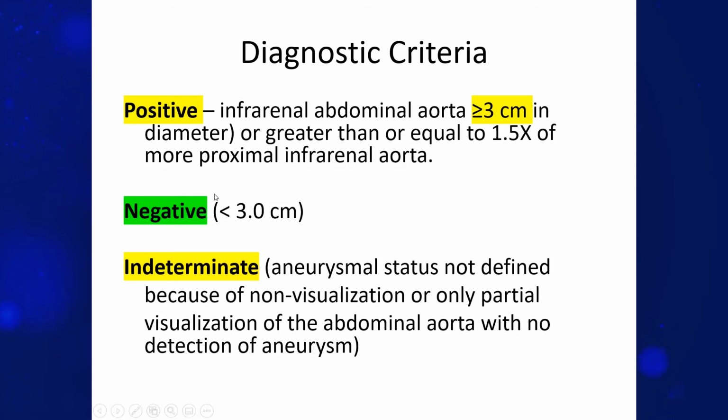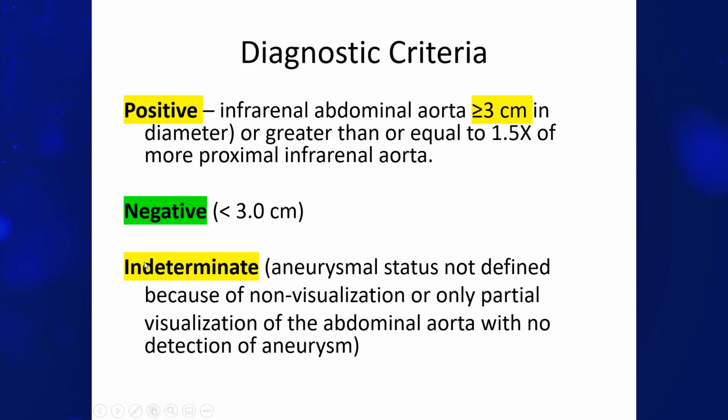Anything less than 3 is obviously going to be labeled as normal, but we expect the diameter to be about 2, 2.1, 2.2. But what if it is 2.7 or 2.8? That would be considered ectasia. That means it's not normal, but it's not an aneurysm yet. So this is considered an ectasia or just a dilatation.